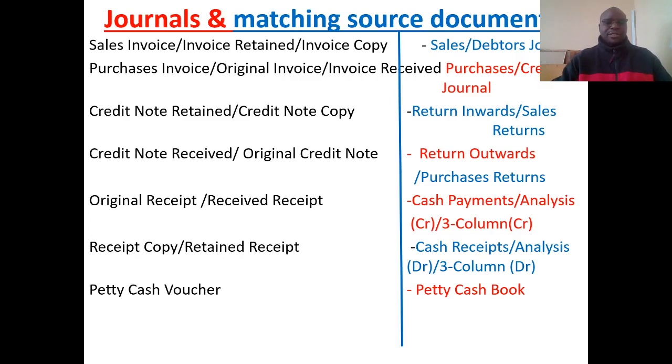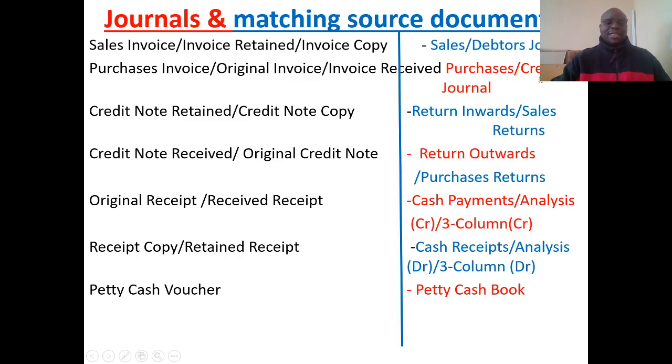Let us match the journals with their source documents. The sales journal or debtors journal. When you make sales, you issue debtors with an invoice so that they can pay for the goods that they have bought on credit. So we call that a sales invoice, which is a copy retained in the business as you send the original invoice to the debtors.